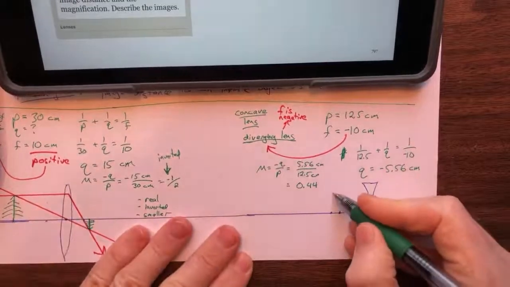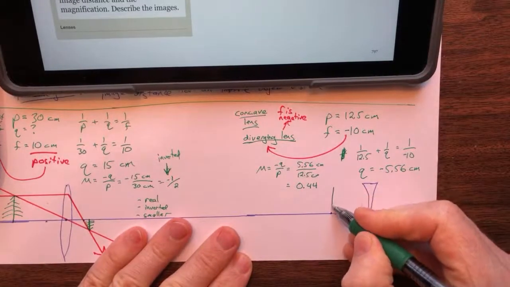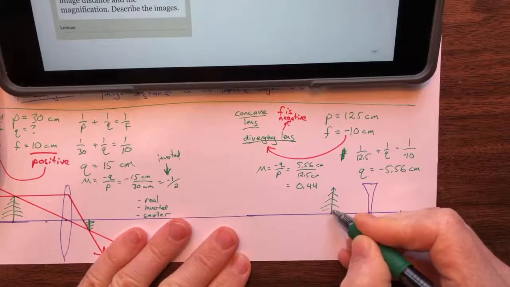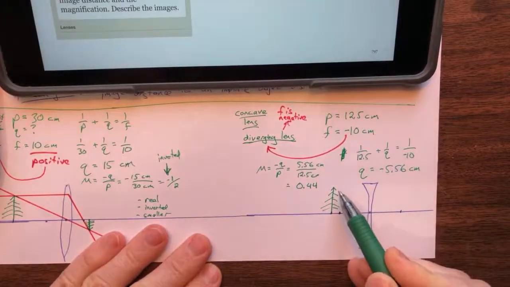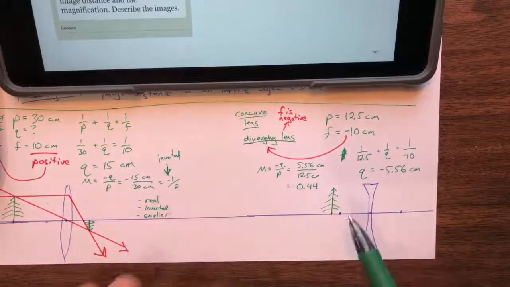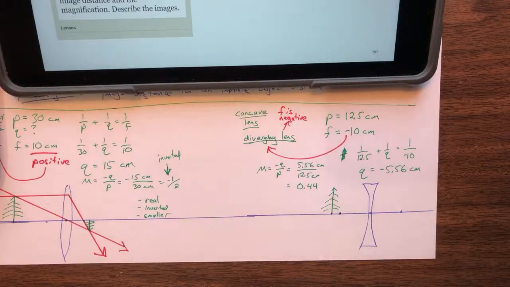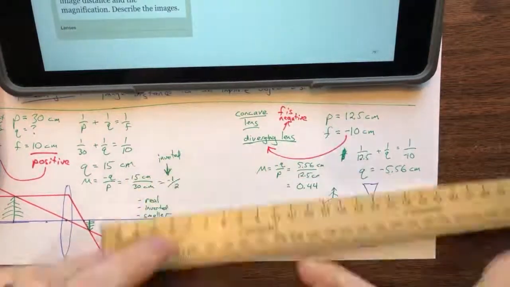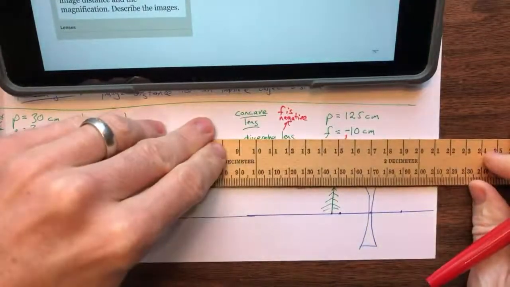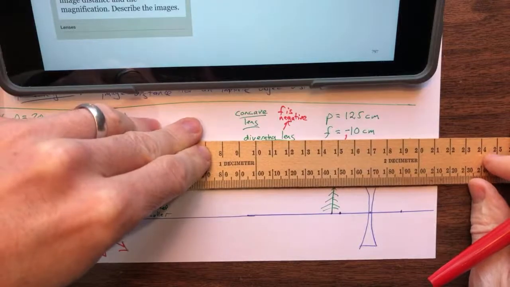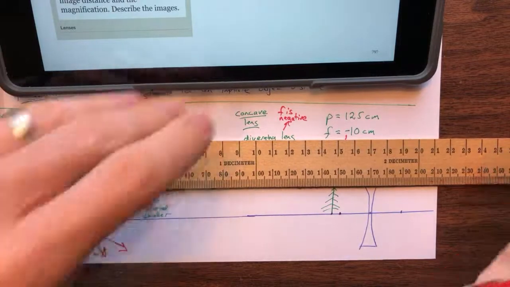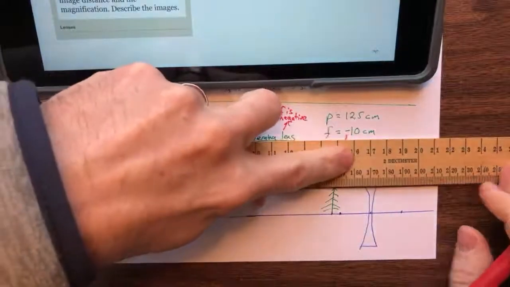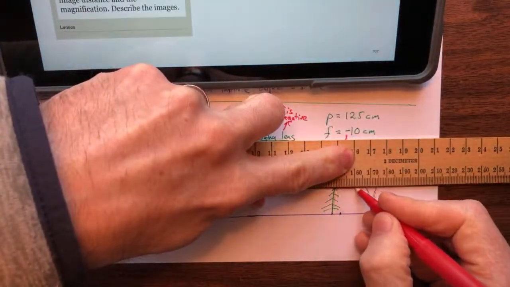Let's make a tree, because trees are awesome. Maybe I made the tree a little bit too big, but no problem. Once again, when light comes in parallel, it's going to go out through the focal point. So let's try to make that parallel line, kind of like that. That looks parallel-ish.